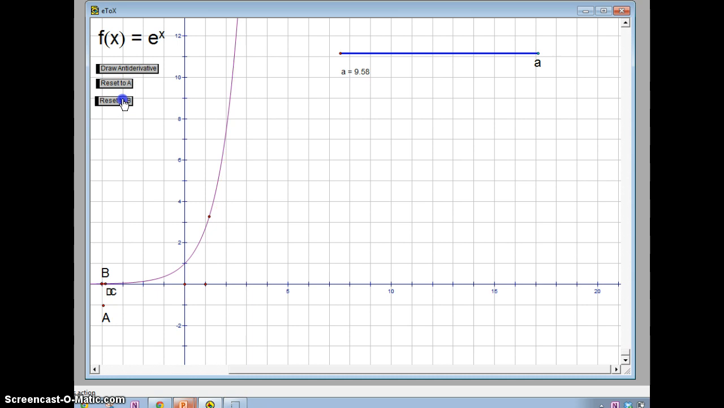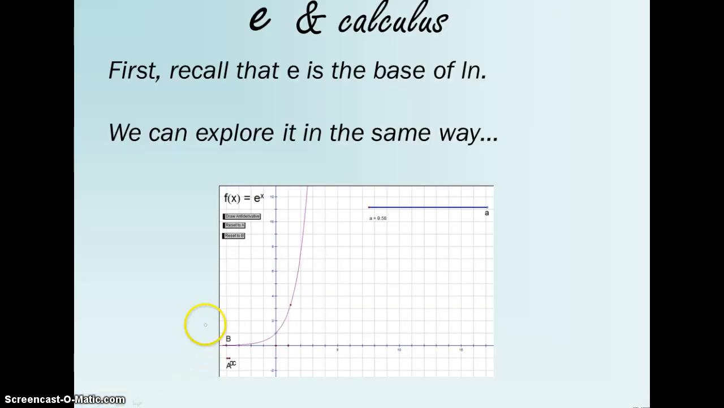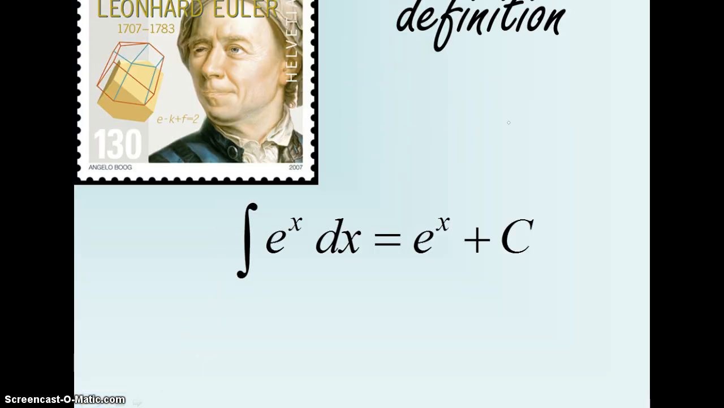If I move that starting point from A to B, and I draw it again, it just so happens that e to the x has the remarkable property that it is its own antiderivative, meaning the integral of e to the x is simply e to the x. As Euler noted, the integral of e to the x dx equals e to the x plus c.